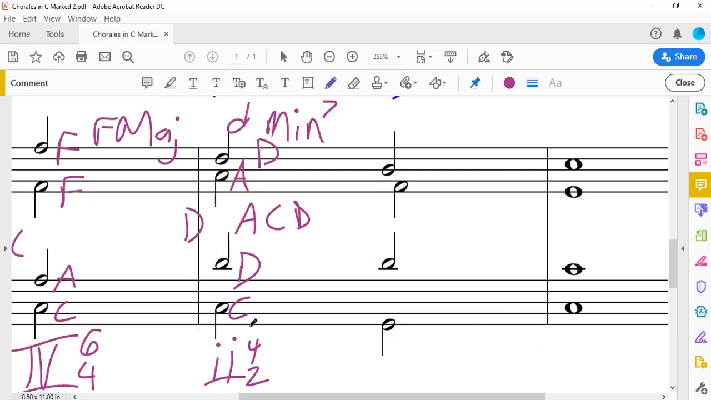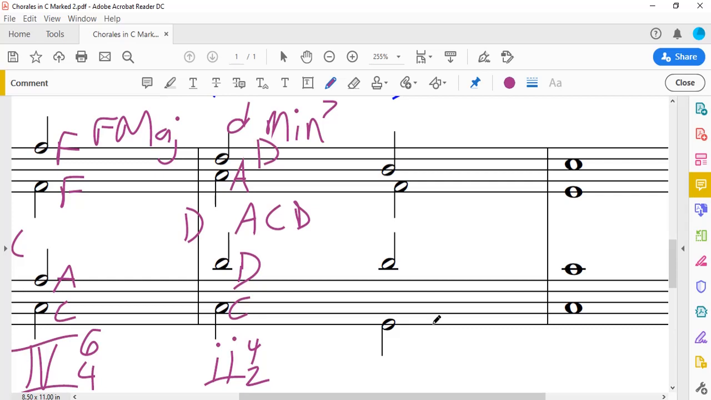So that's probably the most complex chord in all of these chorales that we've done so far. Let's go ahead and look at something that's going to be more straightforward. Now, for once in Chorale 3, we're going to change our bass note from this C. We're going to drop down to G.